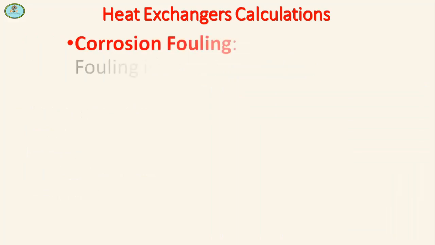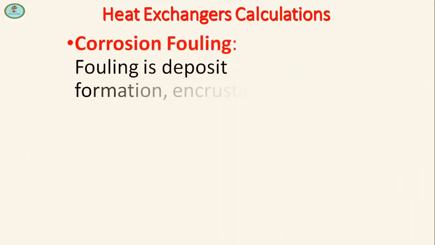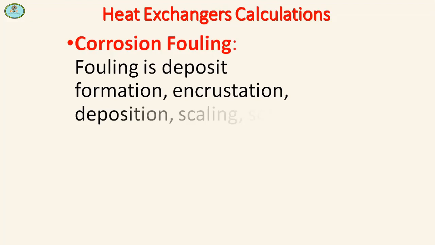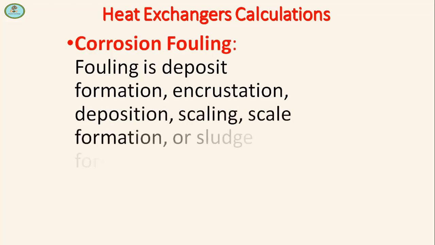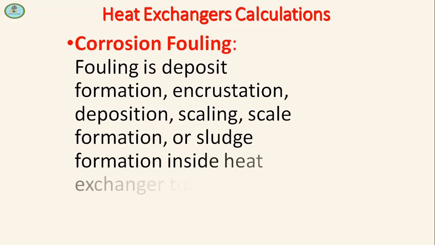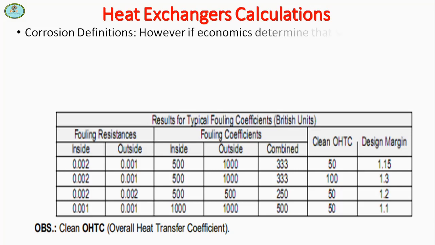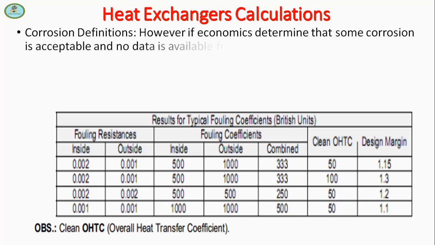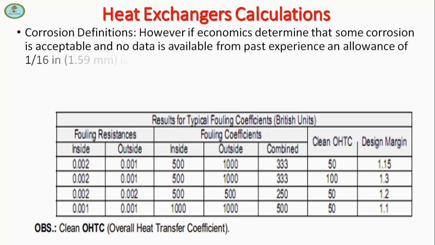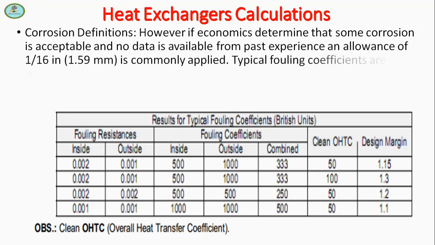Fouling is deposit formation, encrustation, deposition, scaling, scale formation, or sludge formation inside heat exchanger tubes. Corrosion: however, if economics determine that some corrosion is acceptable and no data is available from past experience, an allowance of 1/16 inch (1.59 mm) is commonly applied. Typical fouling coefficients are shown below.